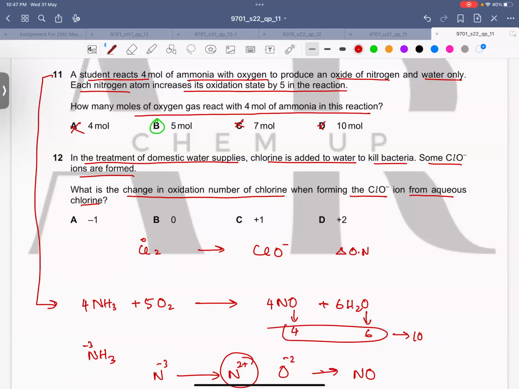And they are asking about the change in oxidation number. So here chlorine is 0 and here chlorine is +1. So the change is always final minus initial. So +1 minus 0 gives you +1. So D, B, and A go wrong. And C is your correct answer.